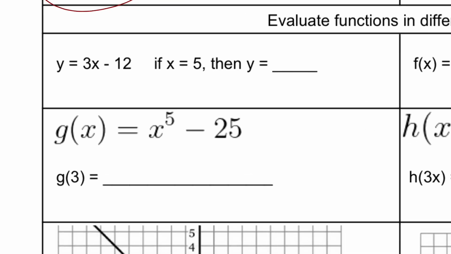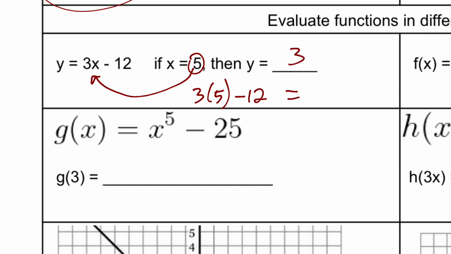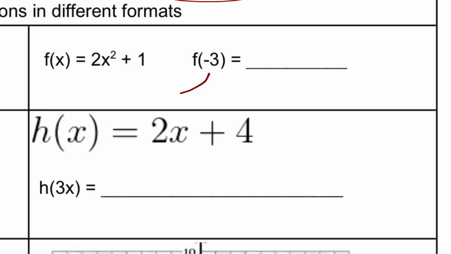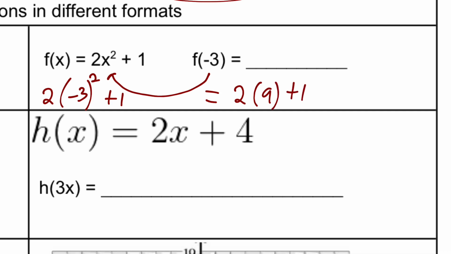For this problem, if x is 5, we can substitute in there, and we have 3 times 5 minus 12, which is just 3. 15 minus 12 is 3. Here I'm going to plug in a negative 3. The tricky part is I have to put parentheses. If I don't, then I'm going to do the negative incorrectly, because this is the same thing as 2 times 9 plus 1, or 19.